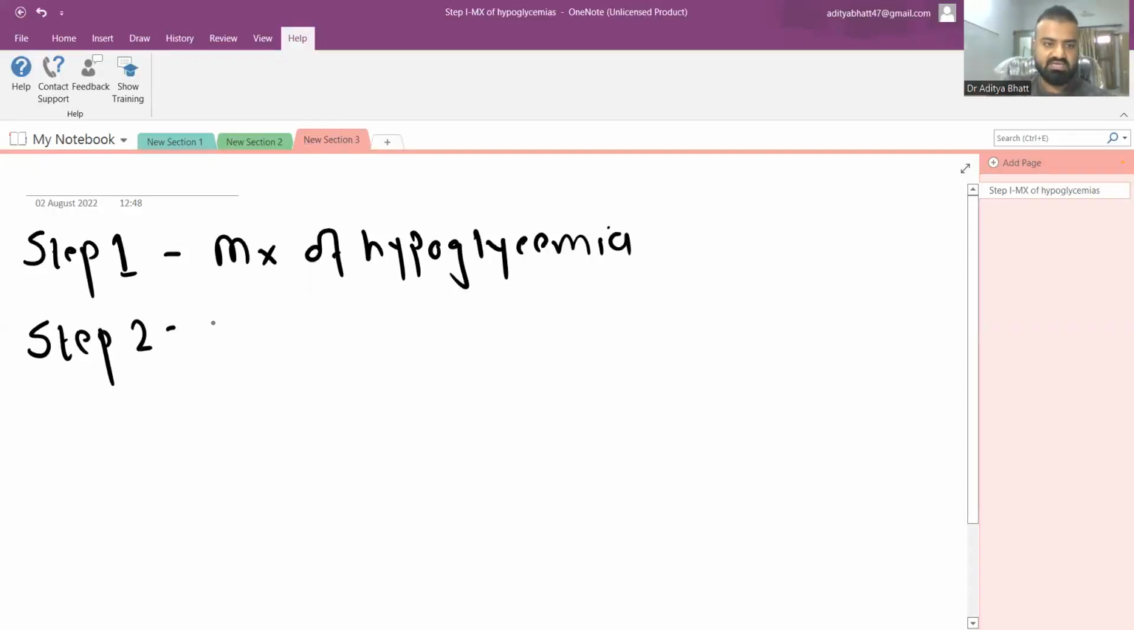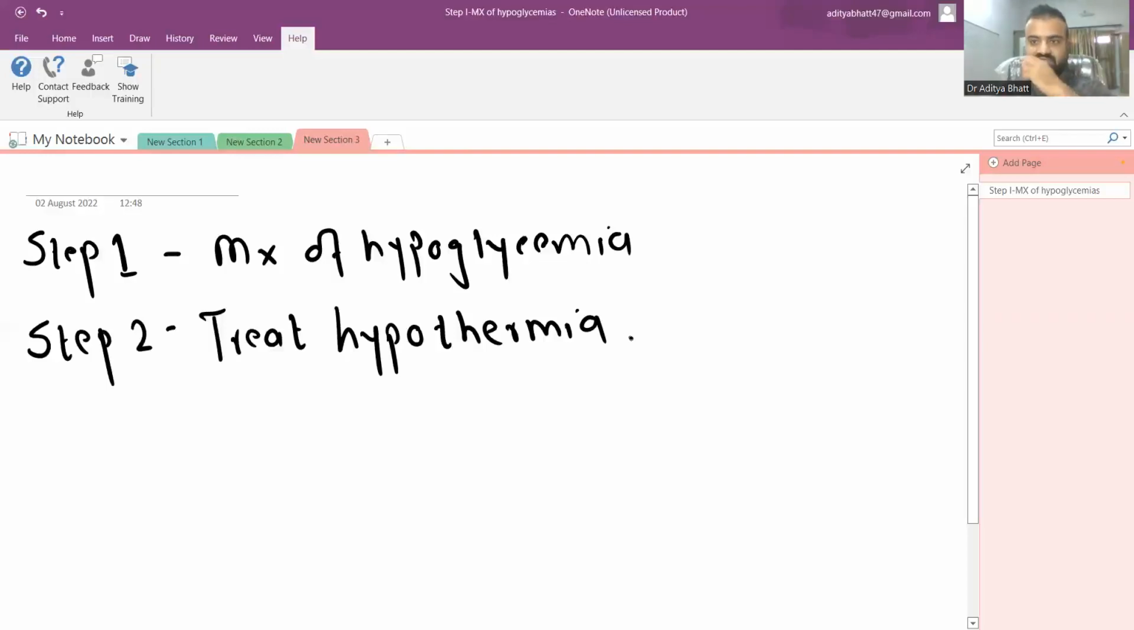Step two is treat hypothermia. We'll go into each of the steps individually and see the treatment, but first we'll enumerate all the steps. Hypothermia is again a very important aspect, because as you know, you need fat and homeostasis to maintain the temperature of the body. But here we have a lack of that, so that is why this happens.